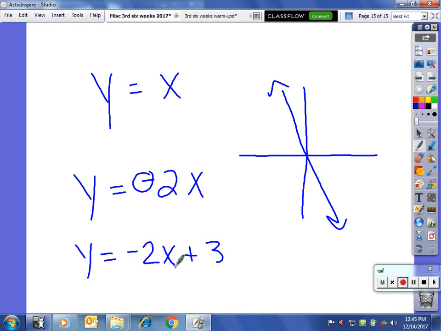What if I have y equals negative 2x plus 3? Then it would just move up 3 spaces. The y-intercept would go from a 0 to a 3.